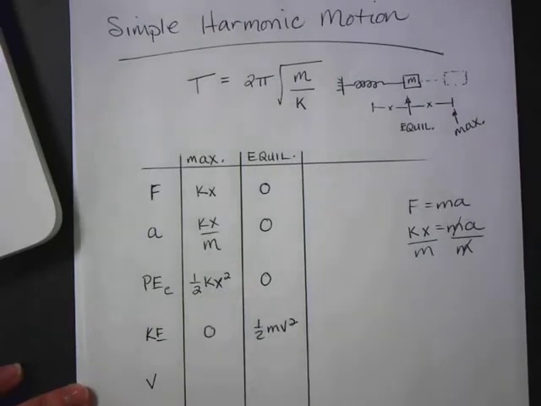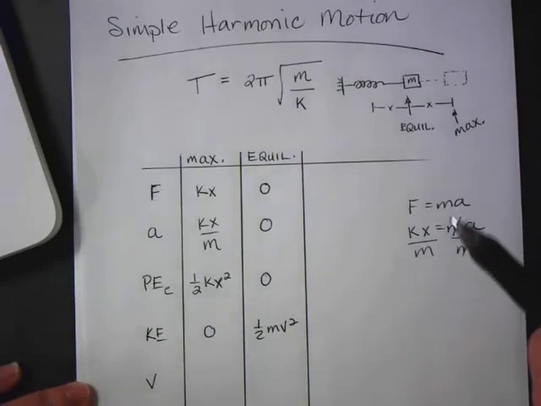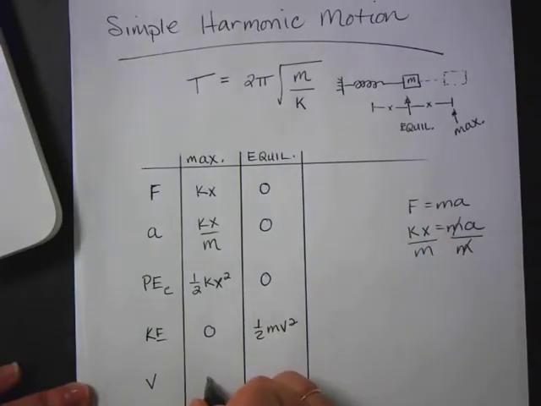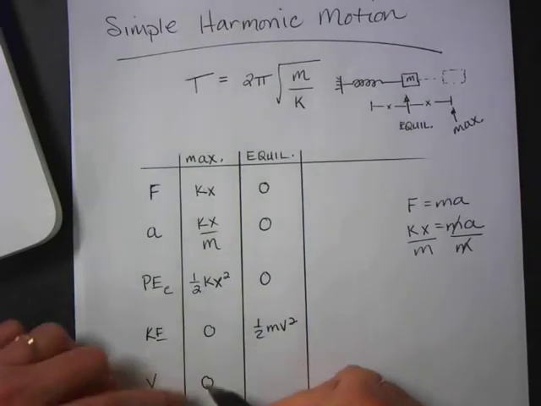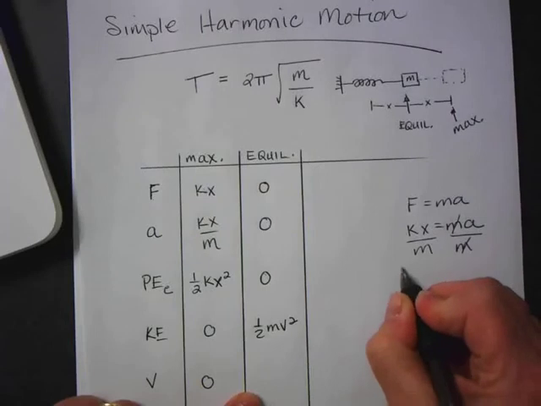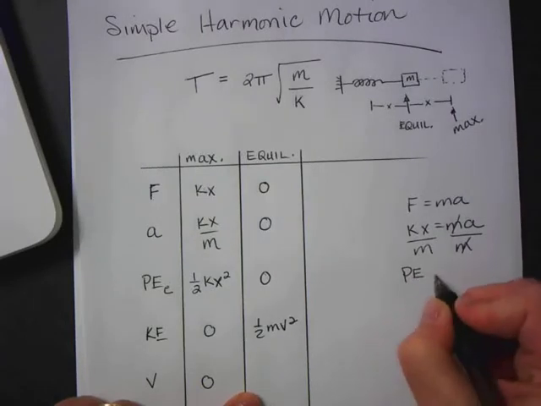The velocity is actually calculated using these two equations together. So the velocity is 0 at these maximum stretch spots, so we can put that there. And that should make sense. The kinetic energy is 0, the velocity is 0. But for potential versus kinetic here, I'm going to use these two equations. We'll write them over here, and then we're actually going to solve for velocity.